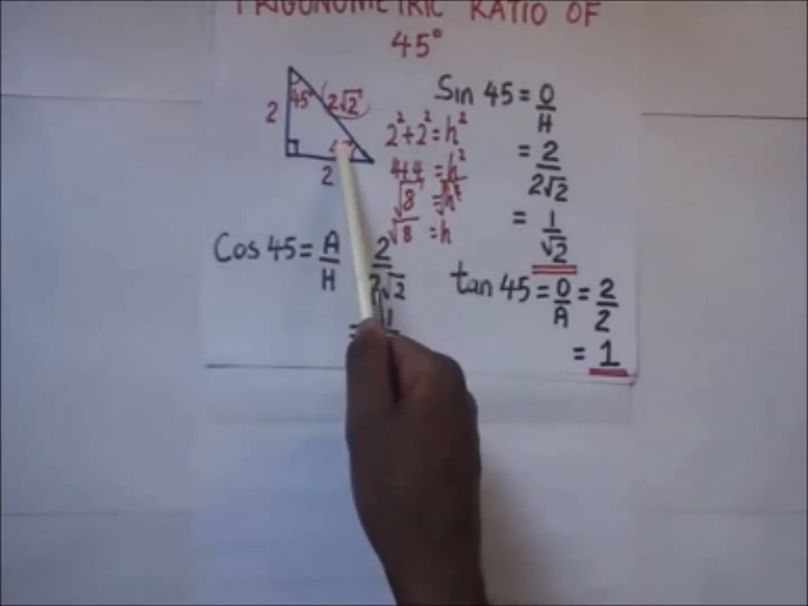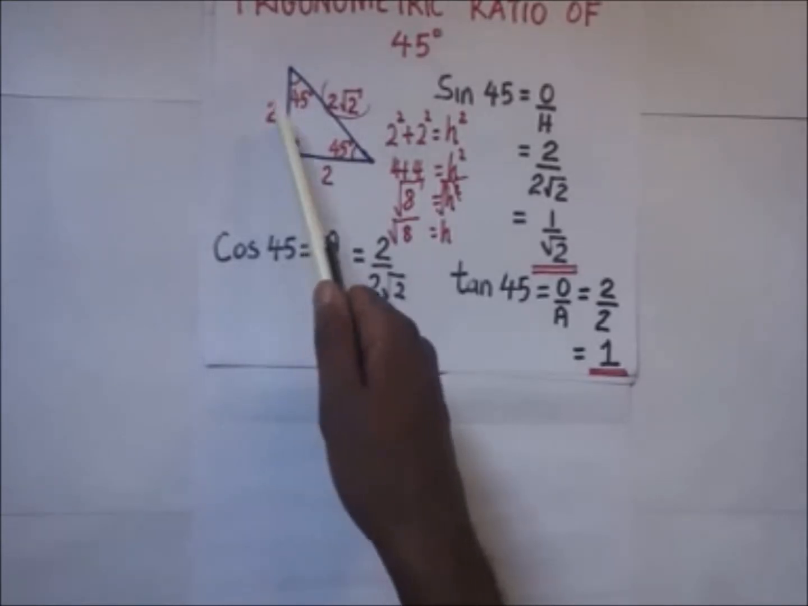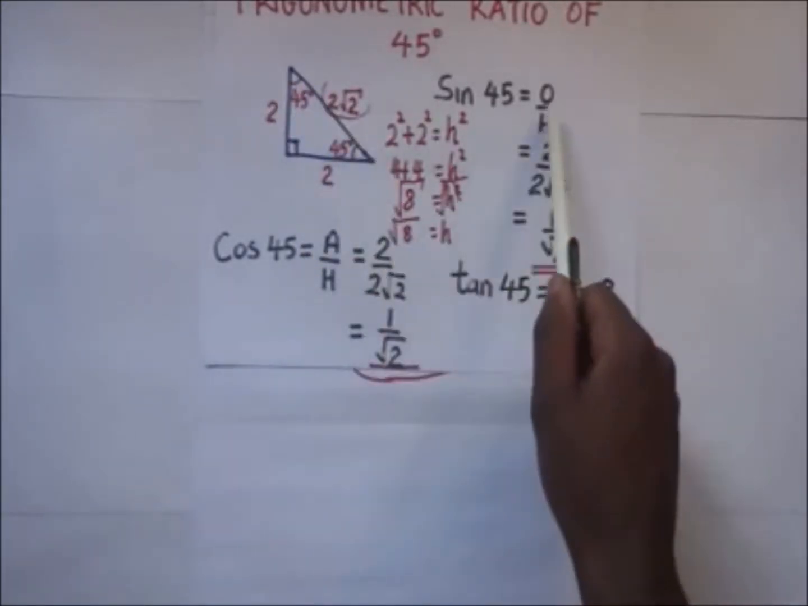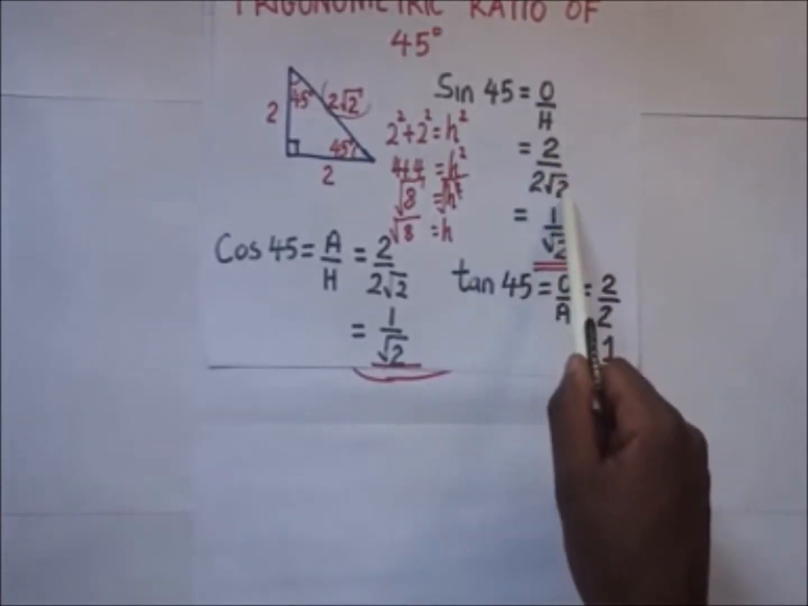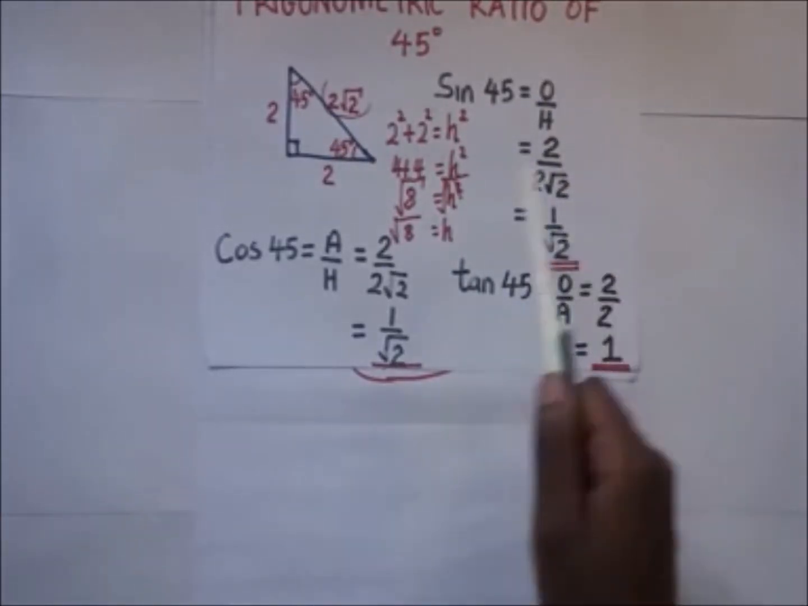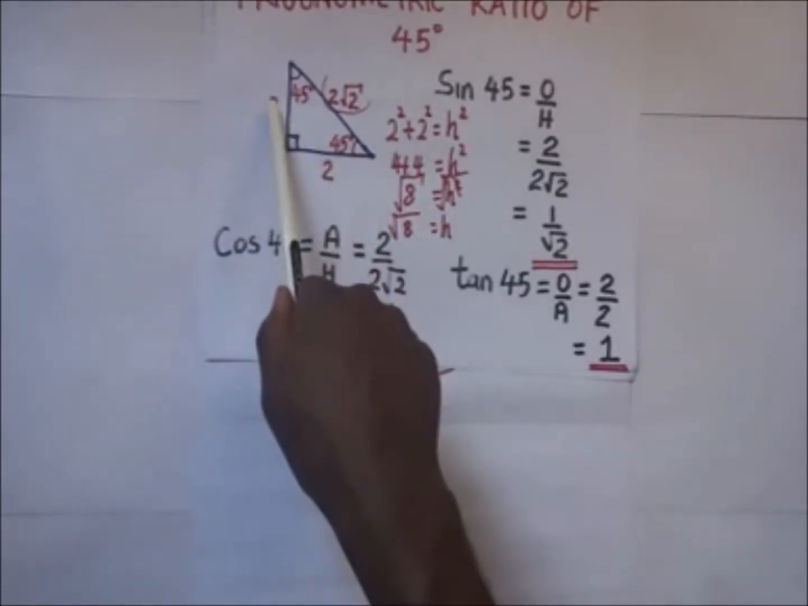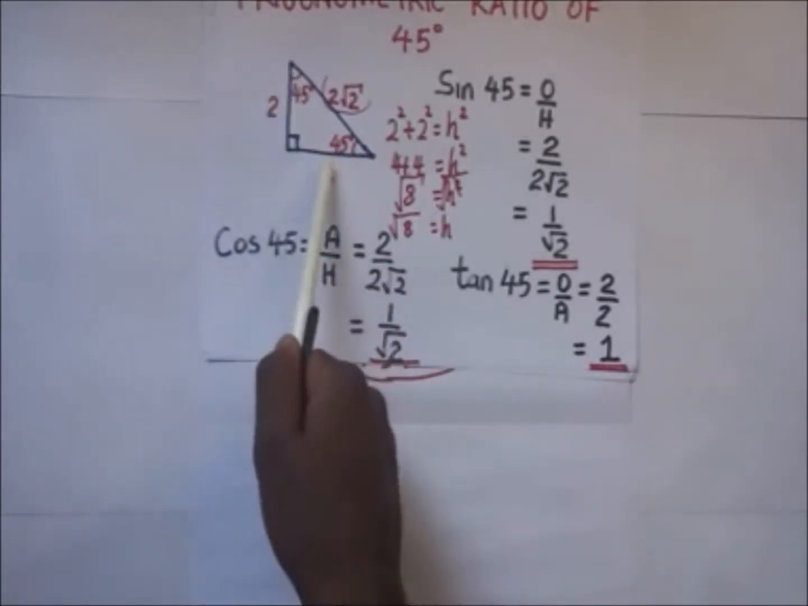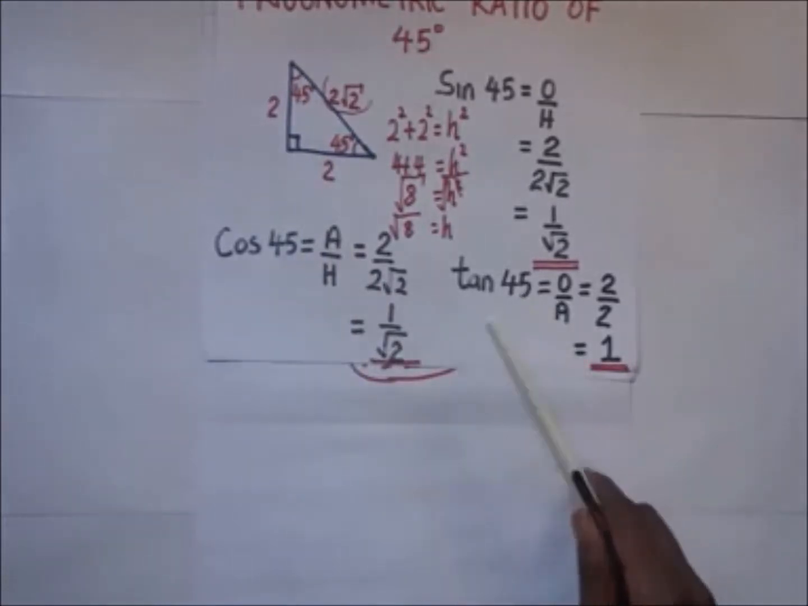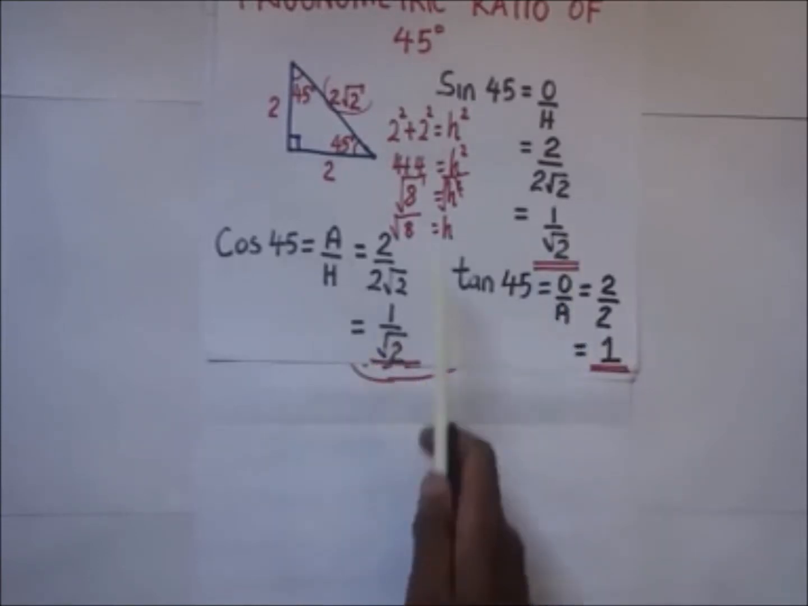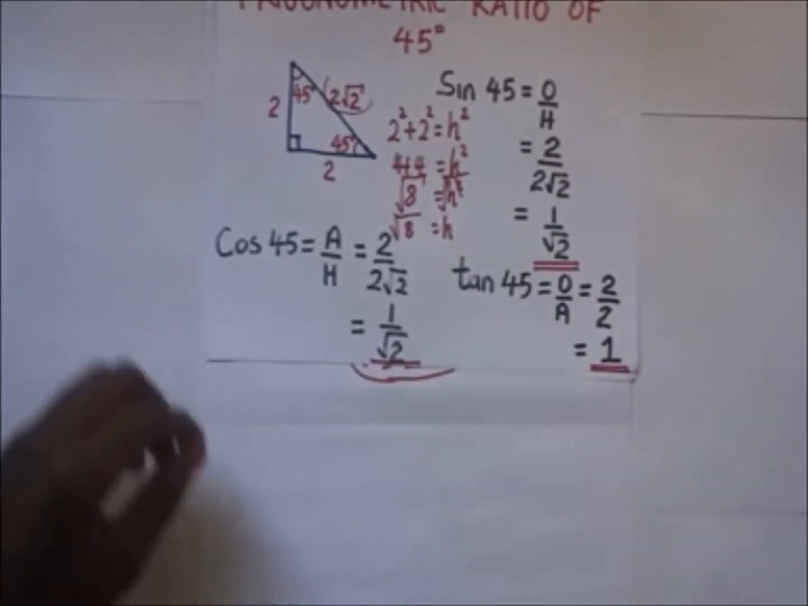Then the sine of 45, sine is going to be opposite over hypotenuse, which is 2 over 2 root 2, which is 2 over root of 2, which is 1 over root 2. Then the tangent of 45 is opposite, which is 2, over adjacent, which is 2. And the tangent of 45, which is 2 over 2, is going to be equal to 1. And these are the trigonometrical ratios for 45 degrees.